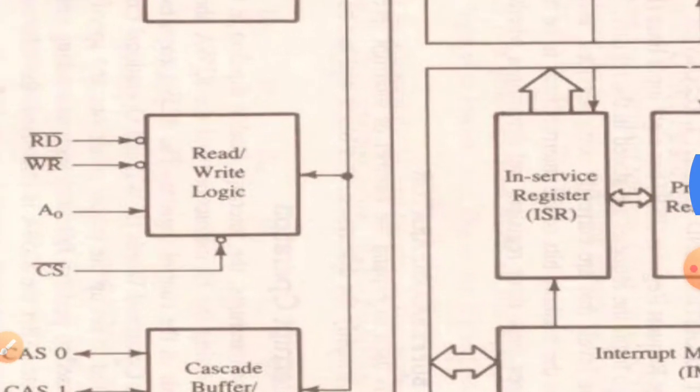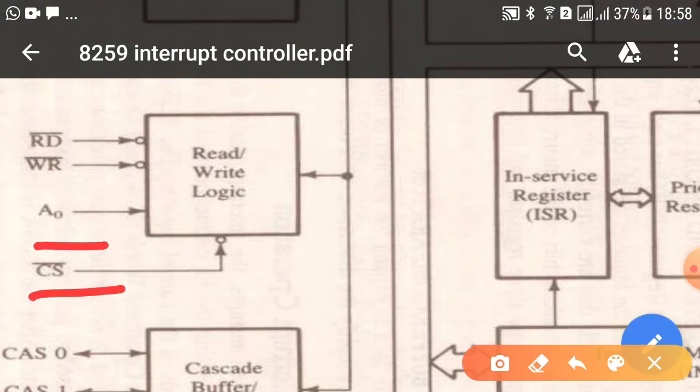Now the read write logic has 4 lines. One is the read line, another is the write line, and A0 and the chip select line. When A0 is at logic 0, the controller is selected to write the command or read the status. When A0 is 0, then only it is possible to write a command or read the status, meaning reading and writing can be done with the help of the 8259 interrupt controller only if A0 is 0. So this chip select line and this A0 both determine the port address of the controller.